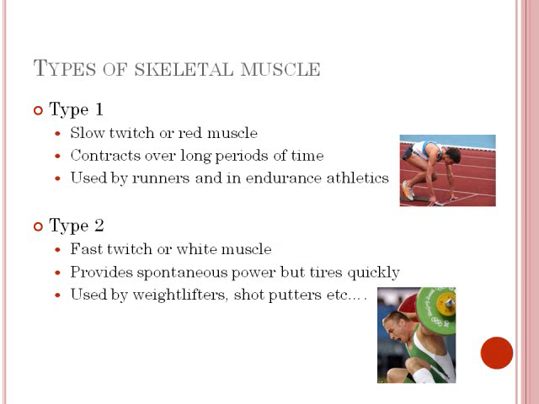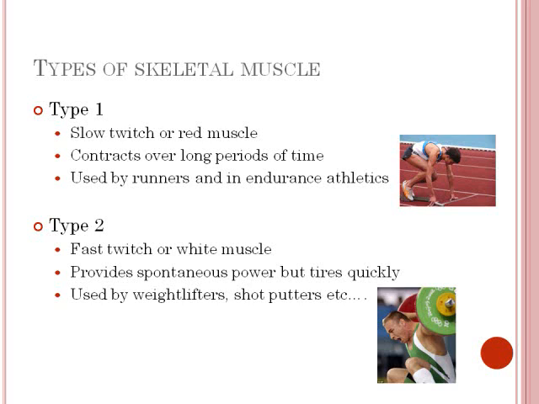There are 2 main types of skeletal muscles that differ in many ways. The first type, also known as type 1, slow twitch, or red muscle, has the ability to contract over long periods of time. Runners and endurance athletes use this type of muscle a lot. Type 1 muscle fibers are also loaded with mitochondria to supply energy for long periods of time. They are resistant to fatigue and use fatty acids as a major source of energy.